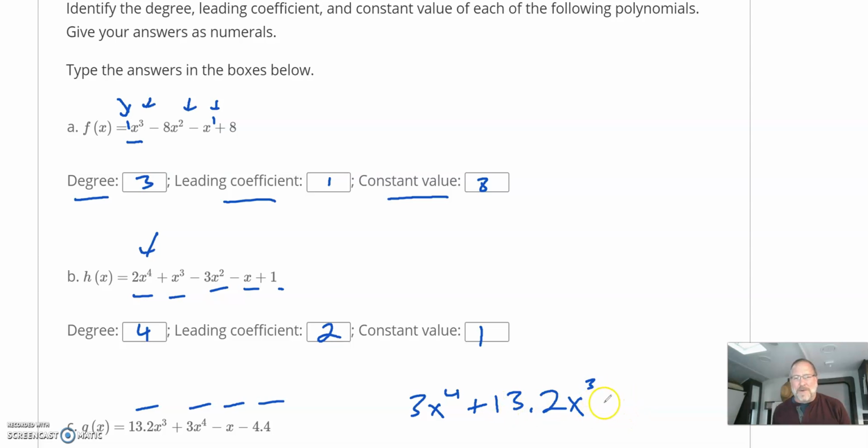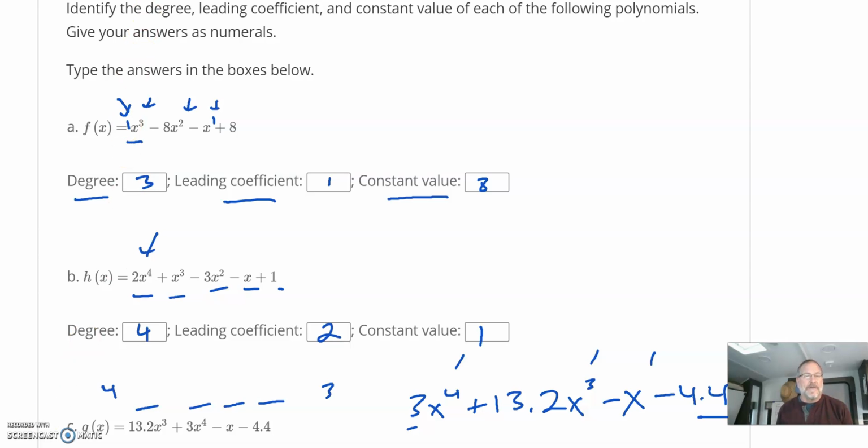If I was to rewrite this in proper standard form, that means getting the exponents in descending order, 4, 3, 1, technically 0 right there, right? All right, now we can answer the questions. The degree is 4. The leading coefficient is right there, 3. And the constant hasn't really changed. It's still -4.